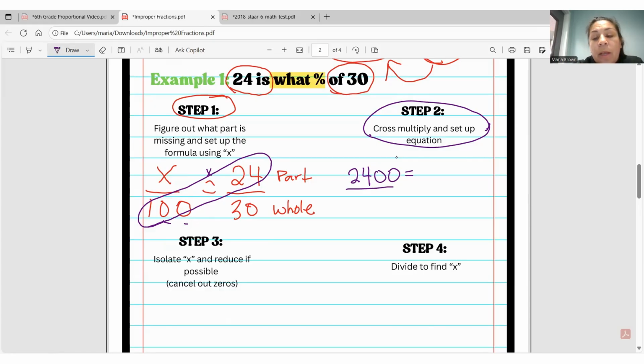Then we're going to put our equal sign here. And then we're going to cross multiply 30 times x. How do we write that? Just the way I said it, 30. Remember, when two numbers are right next to each other, sorry, my pen isn't working. 30x.